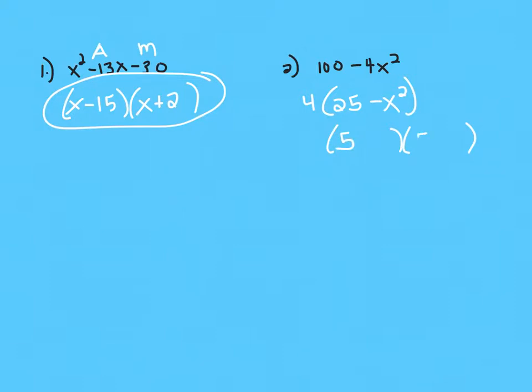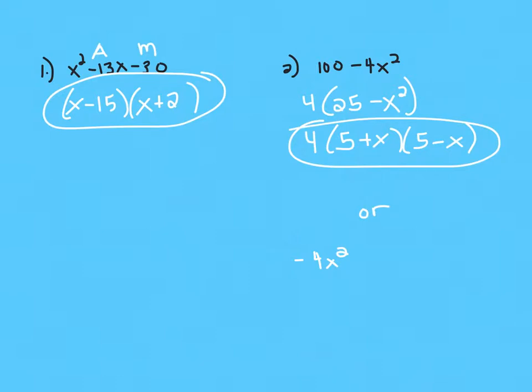And then my signs are going to be plus and minus, and then the square root of x squared is just x. Now, don't forget to bring this 4 down because that's part of your answer, and this would be our final answer. One thing I want to point out, I'm just going to put or. I know some of you guys like to rearrange the order so the exponents go in descending order. So if you want to put the negative 4x squared first, and then the positive 100, you can do that.